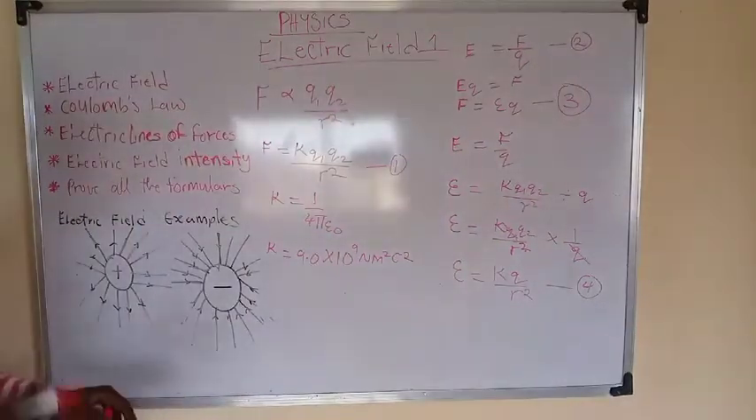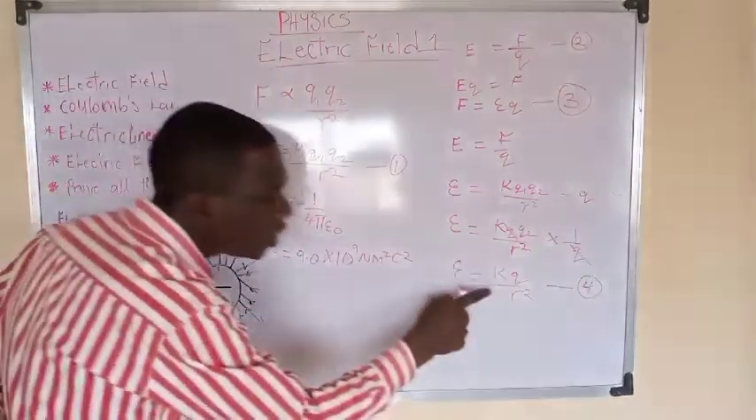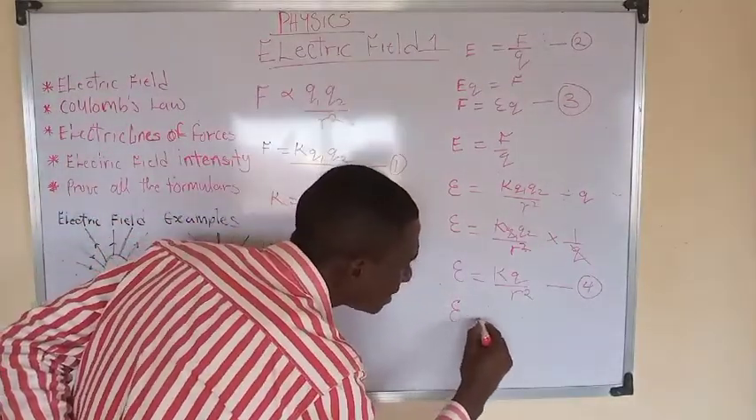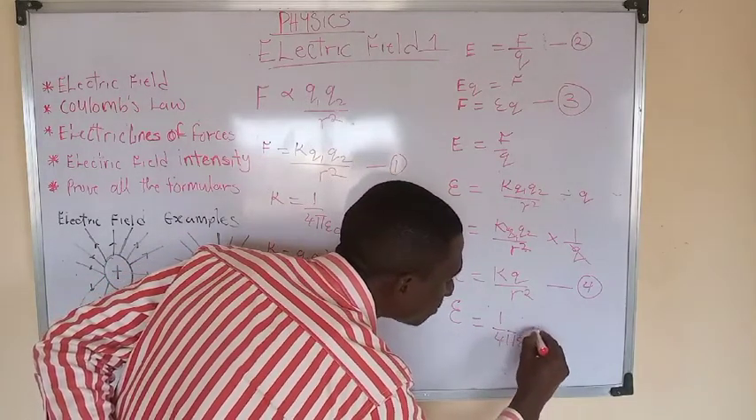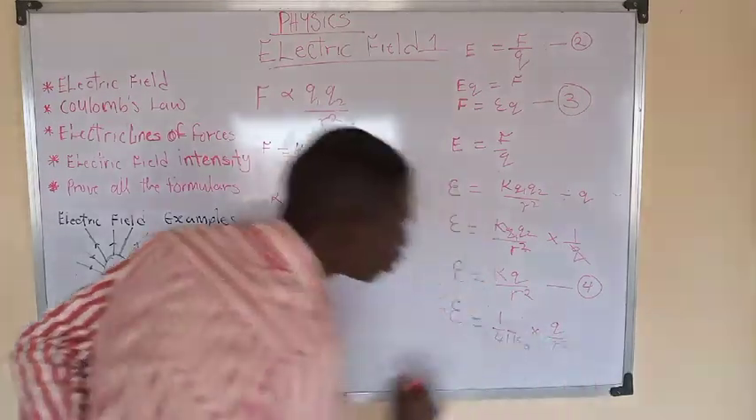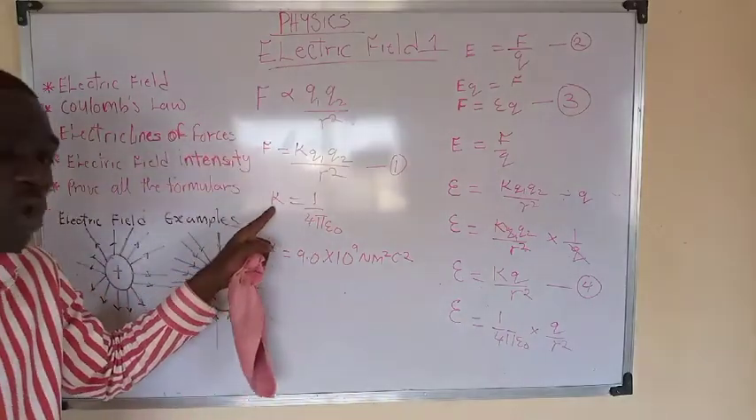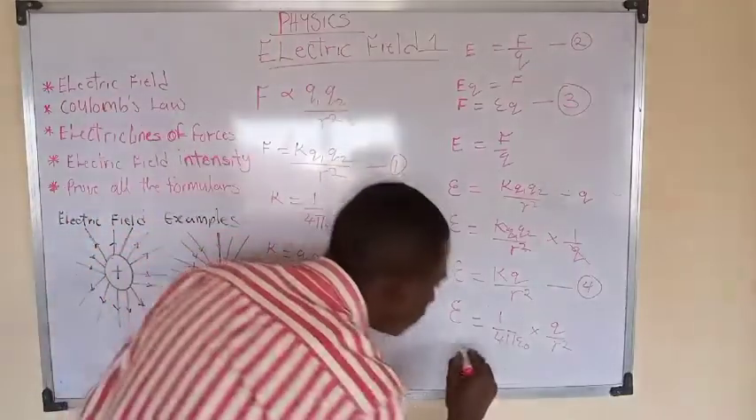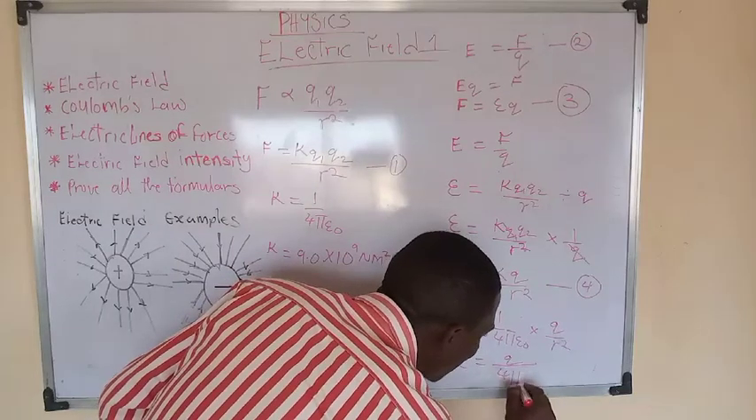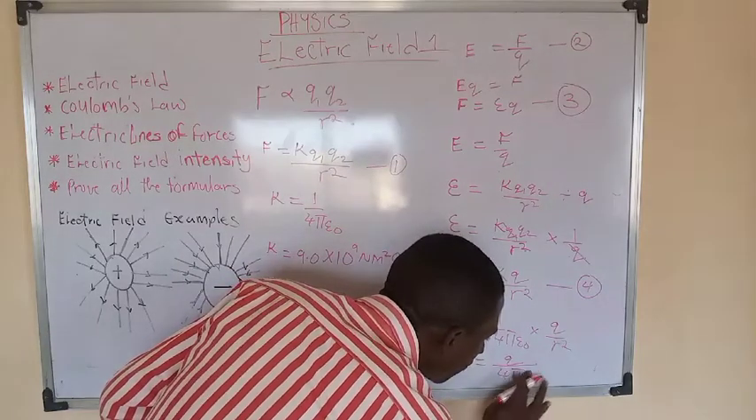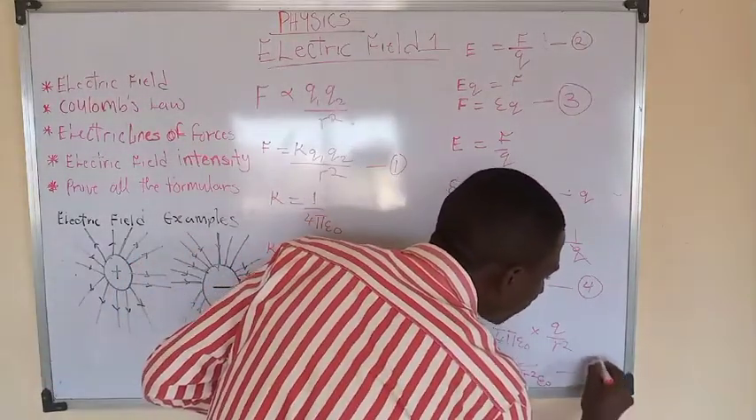Now remember that we say the value of K is equal to 1 over 4 pi E naught. So if I introduce that value here, then my E is equal to 1 over 4 pi E naught times Q over R squared. Because this is the value of K, and I'm replacing it with this value because we said K is a constant that is equal to this. So if I do that now, my E equals Q over 4 pi R squared E naught. We call this equation 5.